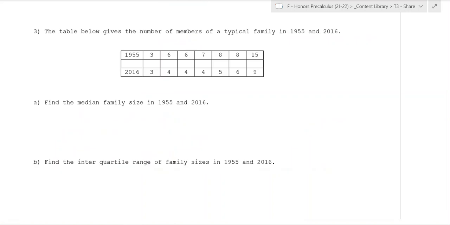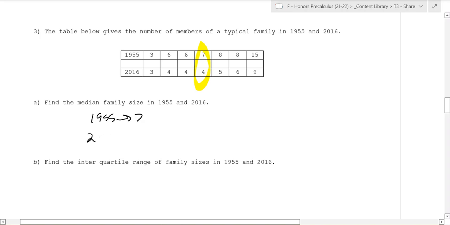So question 3, the table below gives the number of members of a typical family in 1955 and 2016. I'm assuming this is the United States, but let's find out. Not sure. So find the median family size in 1955 and 2016. So for the median, you're looking for that middle number there, and these are written in order, which is kind of nice. So for 1955, it's going to be 7, and for 2016, it's going to be 4.